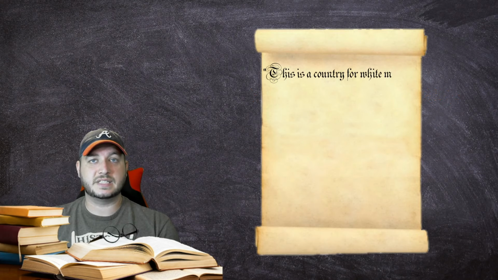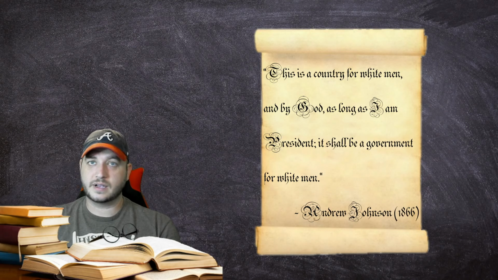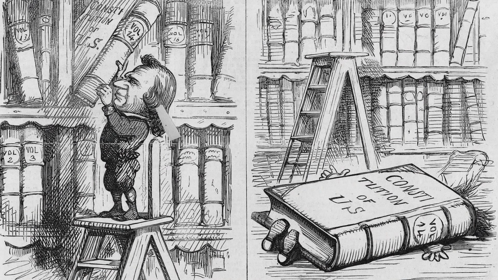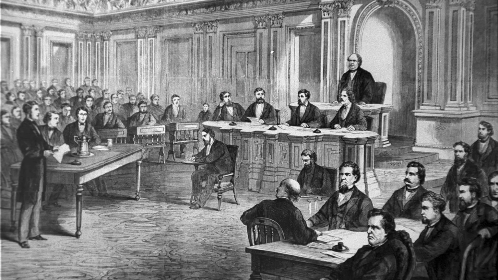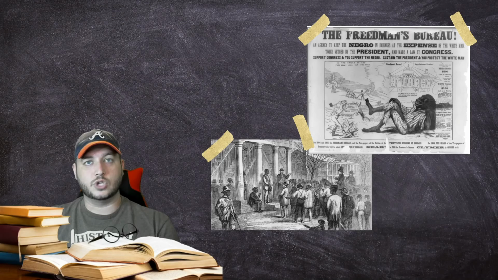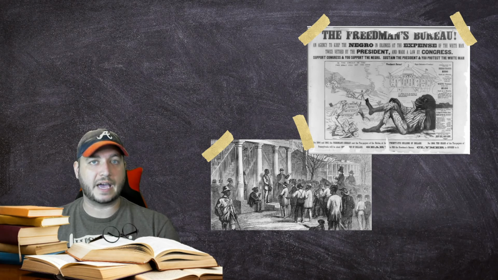In 1866, he wrote, "This is a country for white men, and by God, as long as I am president, it shall be a government for white men." In the end, the radical Republicans won control over Reconstruction, and Johnson became a pariah. Johnson vetoed the Civil Rights Bill, but Congress overrode that veto. Somehow Johnson survived an impeachment trial and was later awarded his old Senate seat from Tennessee before suffering a life-ending stroke. Johnson's beliefs had an unfortunate effect on the South as they paved the way for the Black Codes.